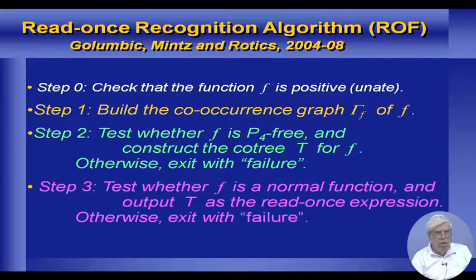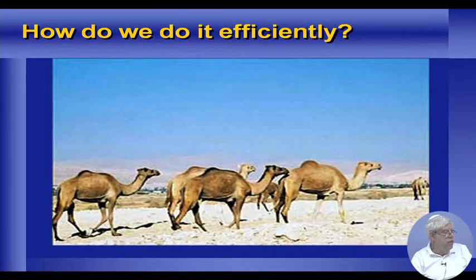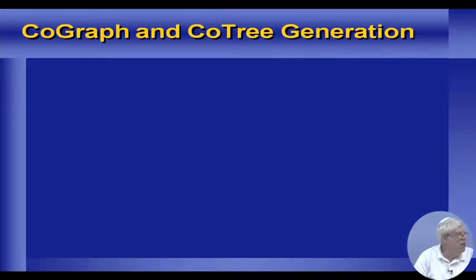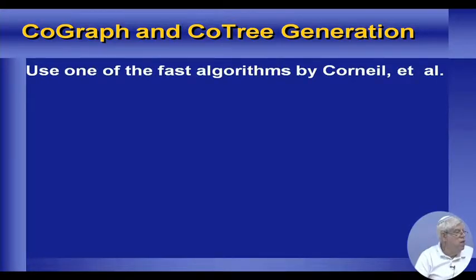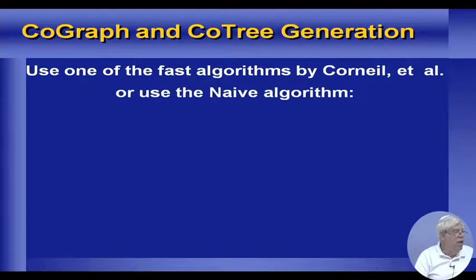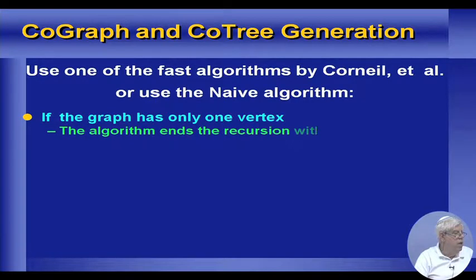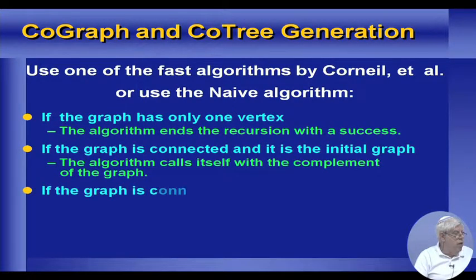So here was our algorithm. First, we check that it's positive or unate. We build the co-occurrence graph, test if it's a co-graph, then test normality. But how do we do it efficiently? Well, the camel is supposed to indicate an efficient water usage machine. How about an efficient computer machine? So for the co-graph recognition, we would use either one of Corneil's algorithms or the naive algorithm. Okay, and that we know how to do.